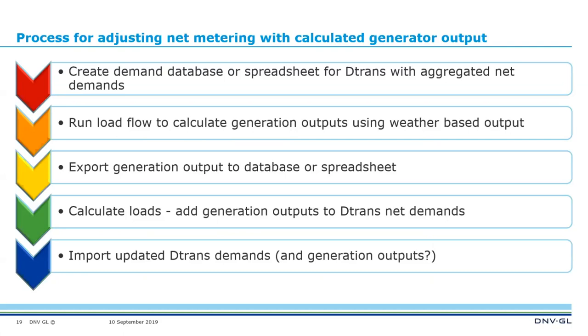Run that load flow to calculate generation outputs using weather-based output, export the generation output to a data set, and then calculate the loads, adding the generation outputs to the DTrans net demands. Sounds very straightforward, but there's a lot of data associated with that. So obviously it will require probably some sort of either Visual Basic or SQL scripts to do that combination for you. And then once you've completed that, you would use the data lake to import the updated distribution transformer demands to a customer now. There are some options we'll show you in a minute to get that data into the data lake.